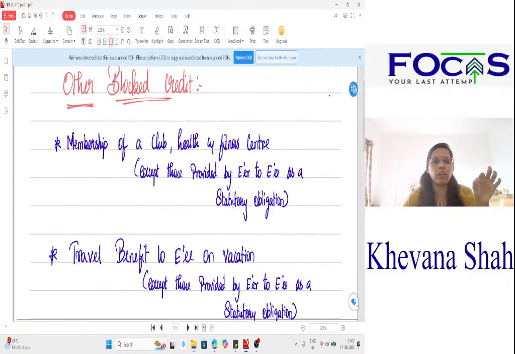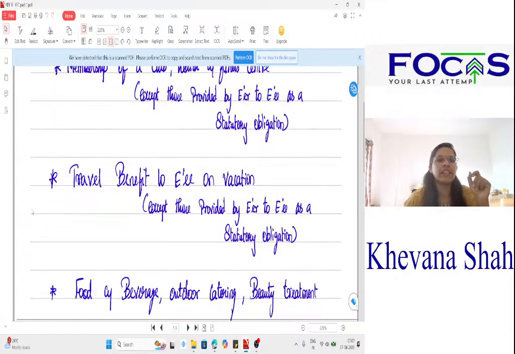Then we have other blocked credits. So if you are having membership of a club, a health and fitness center, except those provided by employer to employee as a statutory obligation. So in case you have membership of a club or health and fitness center, and this is not provided by employer to employee as a statutory obligation, then in that case also the ITC will be blocked.